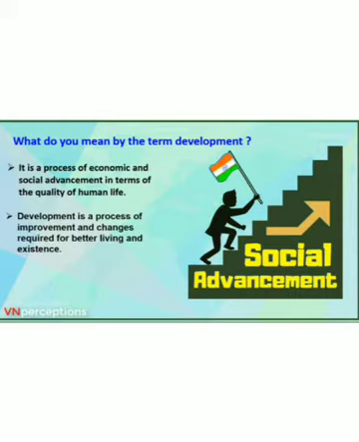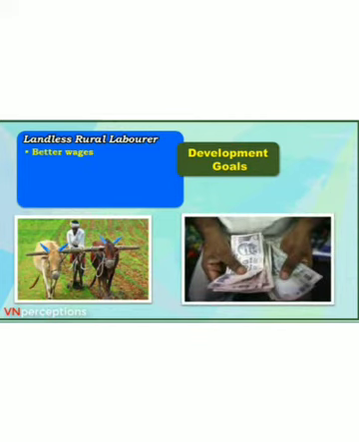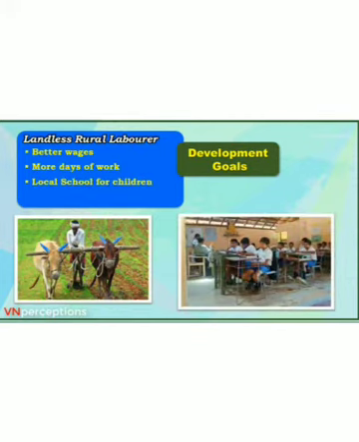Now, in this chapter, we shall discuss economic as well as human development, but we are mainly focused on human development. And if human development has to take place, then human beings as individuals should have goals. And the goals of individuals differ from one to another. If you take a few examples, like a landless rural laborer, his goal is better wages, more days of work, a local school for children, and no social discrimination.